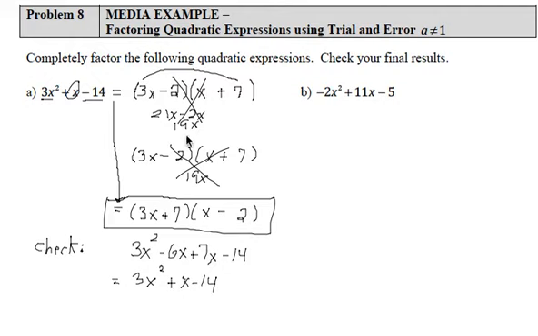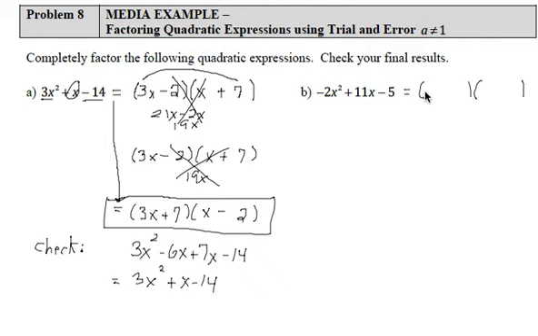So this is what's meant by trial and error. You just try different combinations. It's really educated guessing. It's not random guessing. And then you check your result to be sure that you are correct. So let's see about this one here. Negative 2x squared plus 11x minus 5. And I'm going to say equals, and put my parentheses here.